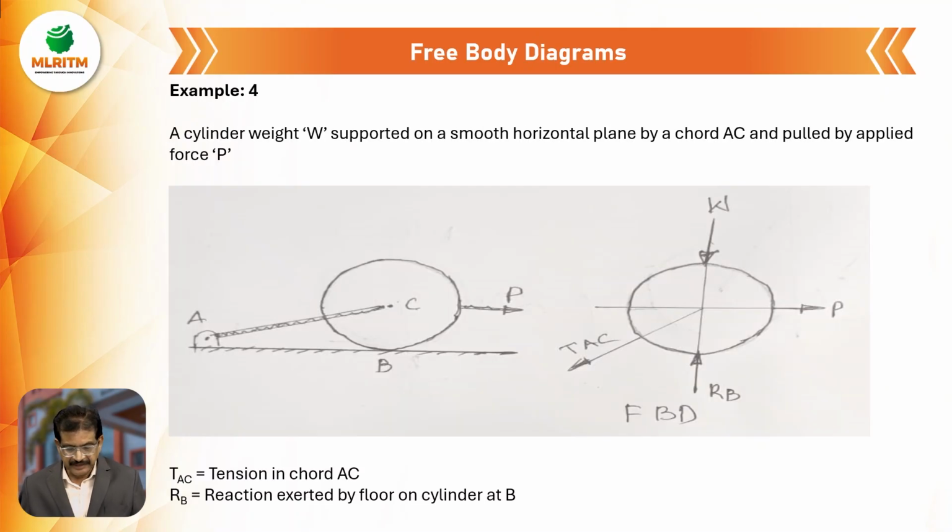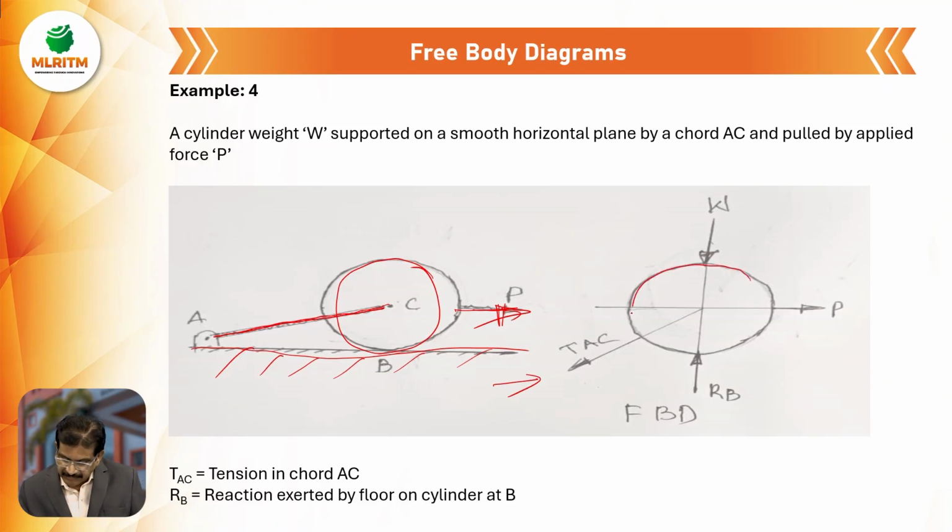Next we will see the example of the third one. A cylinder of weight W supported on a smooth horizontal surface and pulled by a force. Now this is a given cylinder on the surface. It is on the surface. One force is acting on it through the string, suspended like this. For this one, we have to draw a free body diagram.